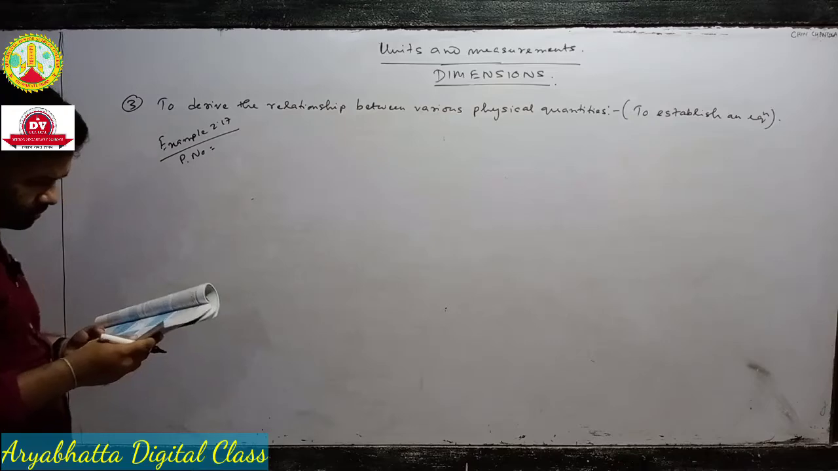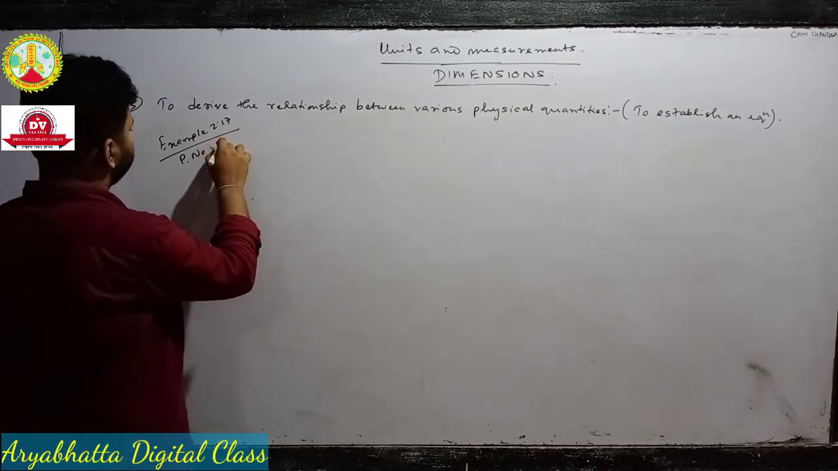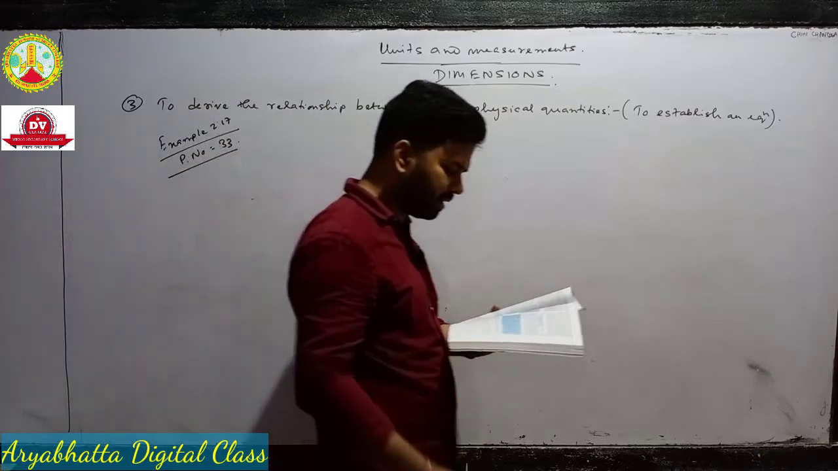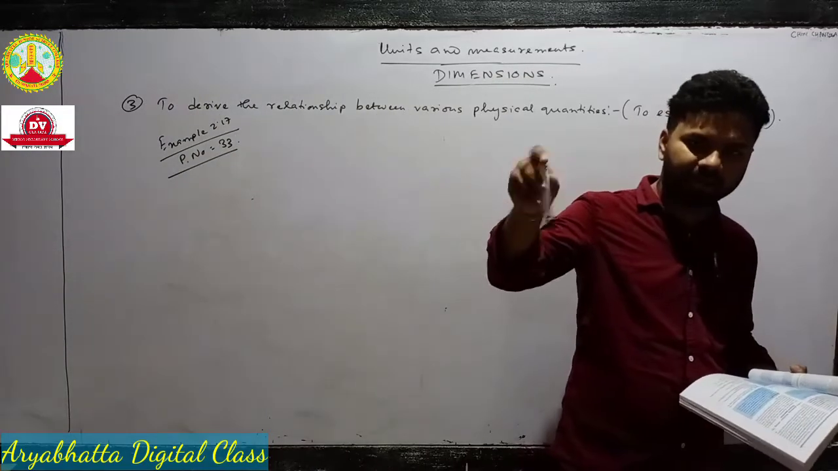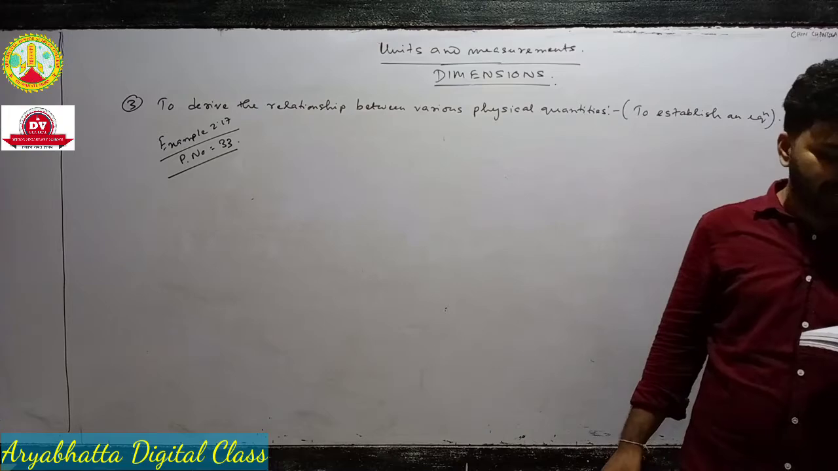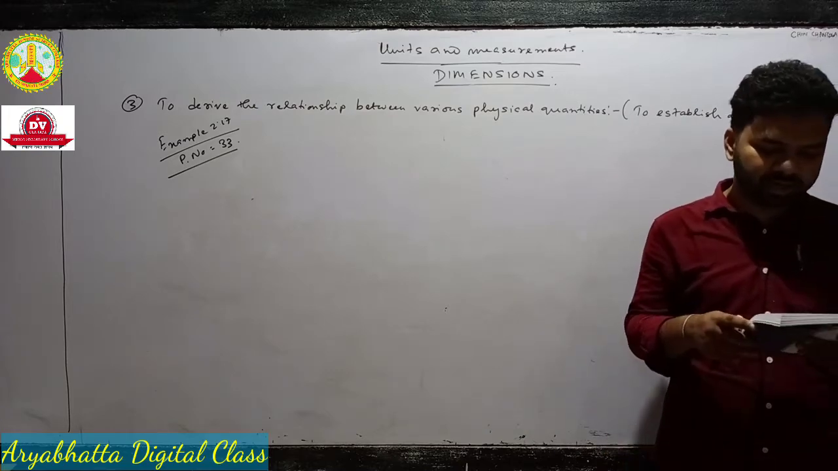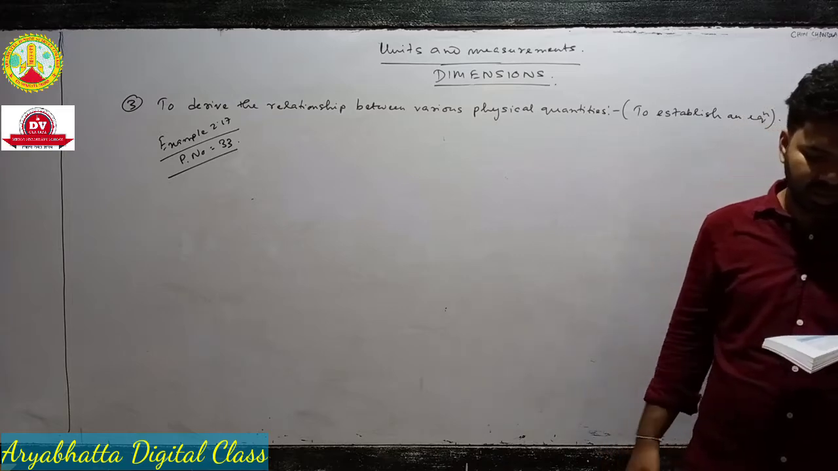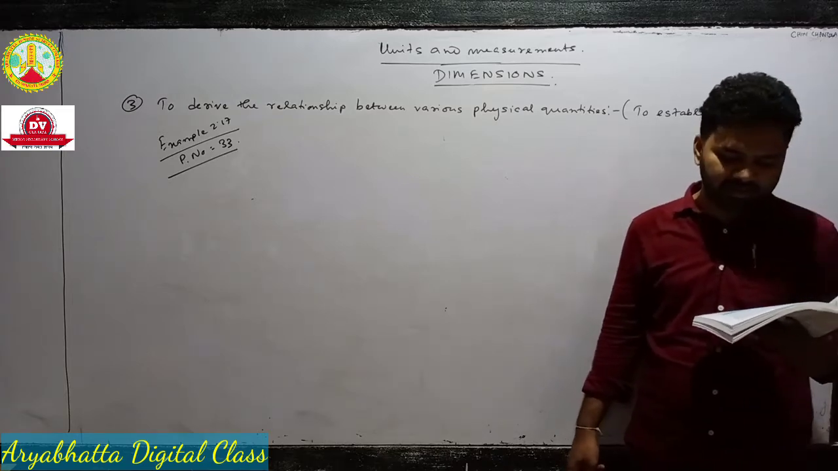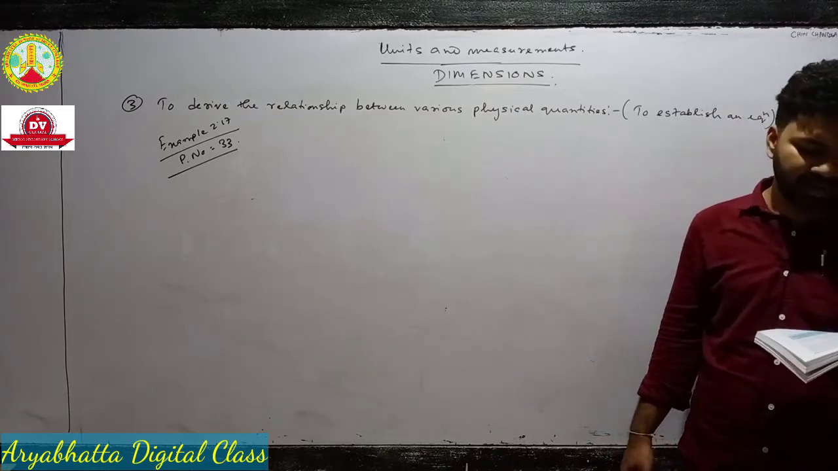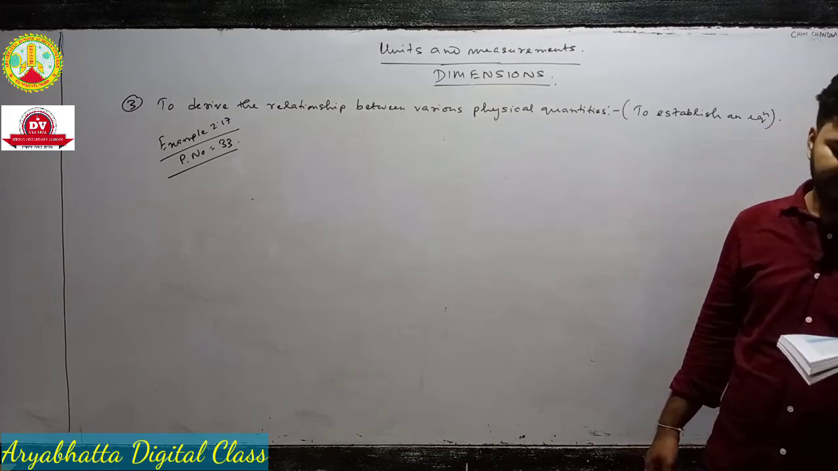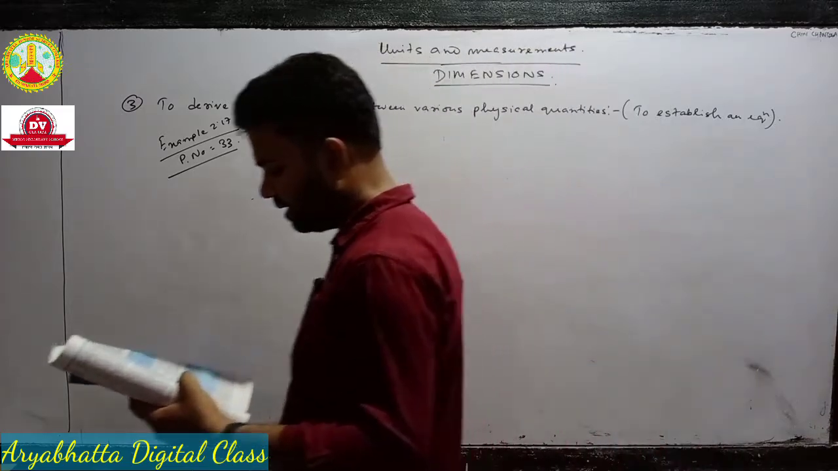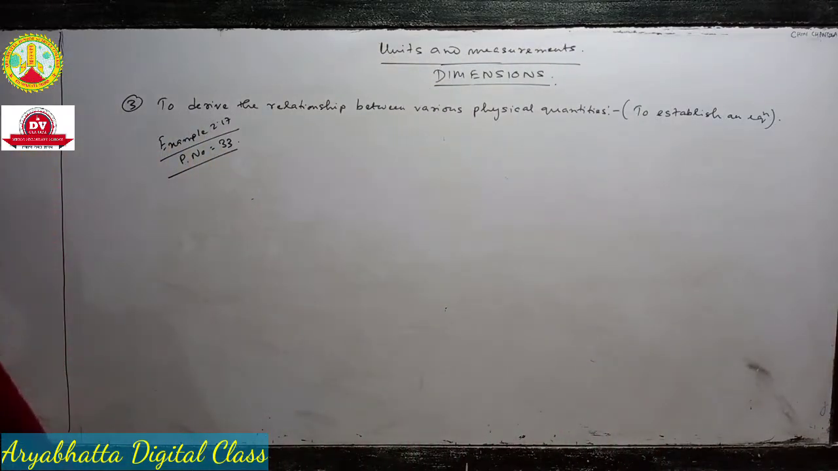Page number 33. So what is given in the question: consider a simple pendulum, having a bob attached to a string that oscillates under the action of force of gravity. Suppose the period of oscillation depends on L, the mass of the bob, and the acceleration due to gravity. Derive an expression for its time period using the method of dimensions. So it depends on L, M and g. So we have to find it out.